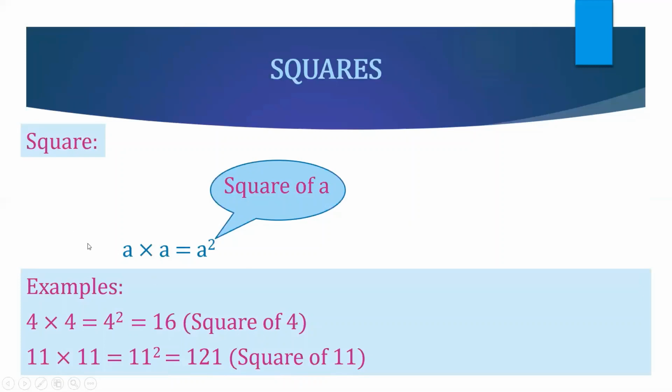So for any number, or say any integer a, a into a is equal to a square. So power of a is 2, and this is read as square of a. So this we will read as 4 square, or we can also call it as square of 4. This also we can read it as a square or square of a.